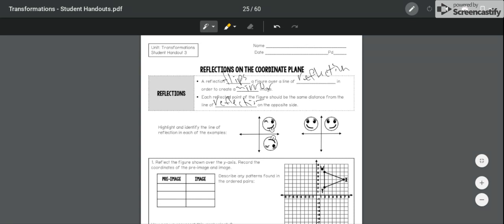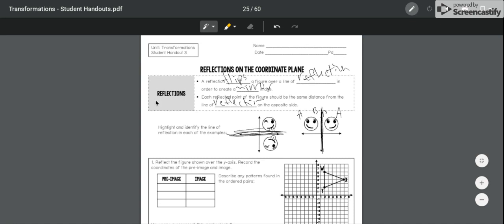So it says to highlight and identify the line of reflection in each of the examples. On this first example here, it is reflected over the X axis. And in the next one, you can tell that it's reflected over the Y axis. So that would be your line of reflection, and that causes that mirror image. So remember, this is the one where the vertices don't stay in the same order. Because if this was A and this was B, now we have B here and A here. So the vertices do not stay.